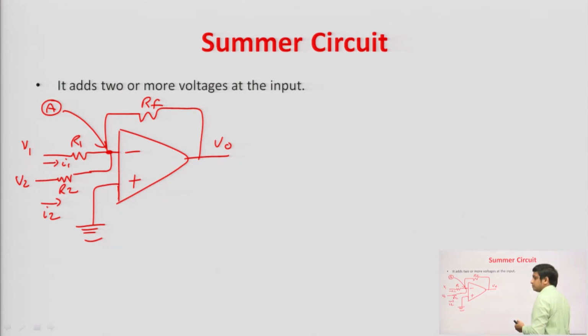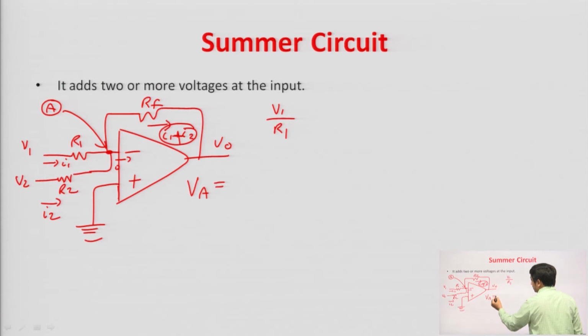Considering the ideal op amp, the current entering the op amp is 0. So, the current flowing through the feedback resistor will be equal to I1 plus I2. To find out the output voltage, just apply KCL at node A. What will be the value of I1? I1 will be equal to V1 upon R1, and of course, the voltage at node A is 0 because of the virtual ground.